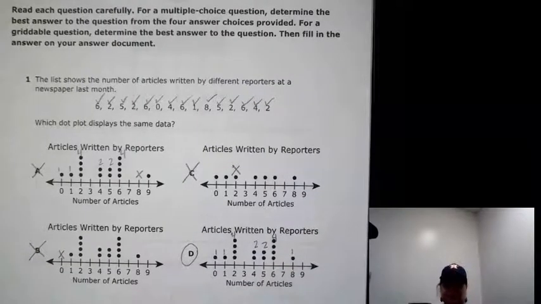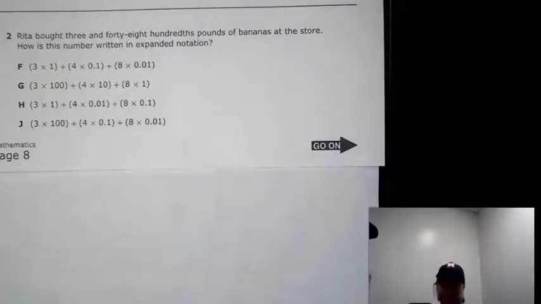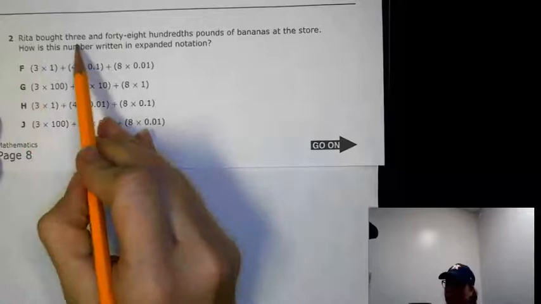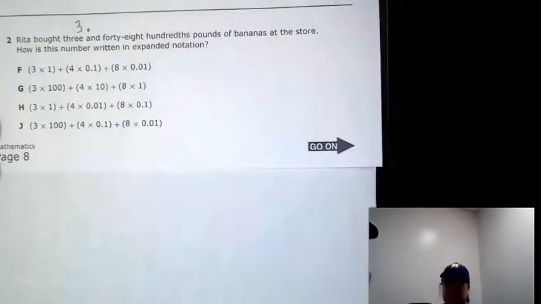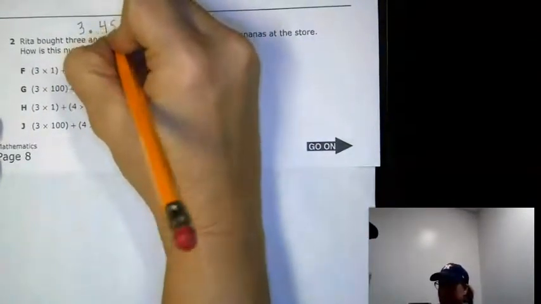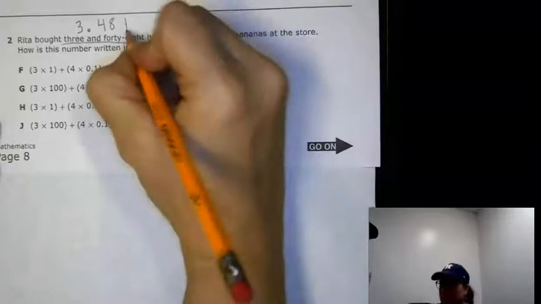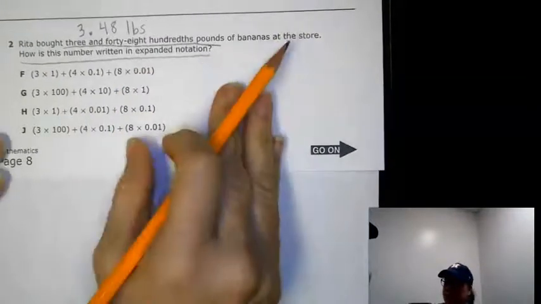Okay, let's try another one. So question number 2 says, Rita bought 3.48 pounds of bananas at the store. How is this number written in expanded notation? Okay, this is where our knowledge of place value comes in, right? So when you read and reread, Rita bought 3 and 48 hundredths, 3 and decimal for the word and 48 hundredths. 3.48 pounds of bananas at the store. How is this number written in expanded notation?